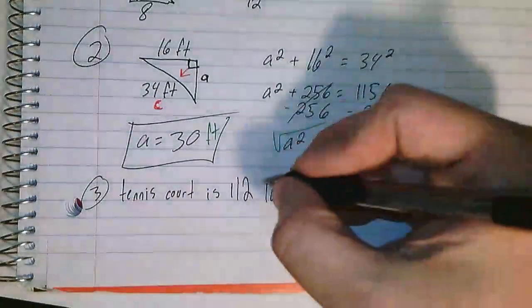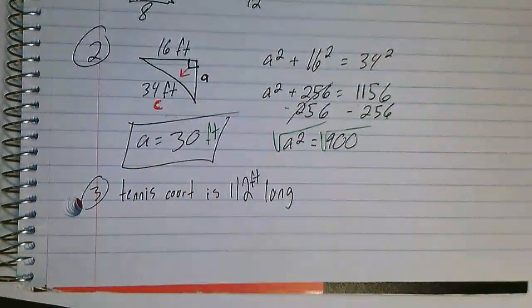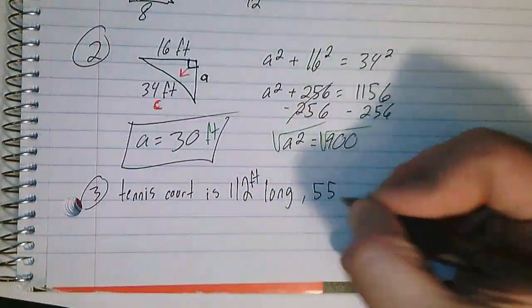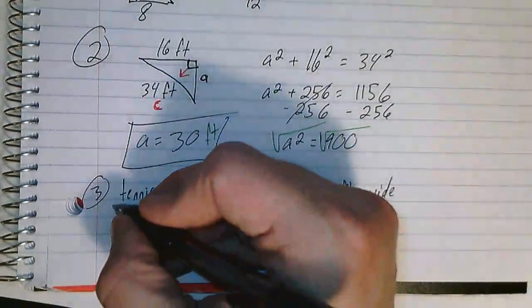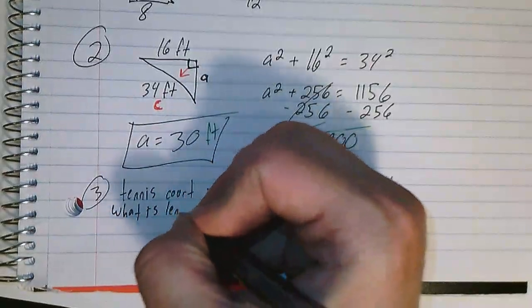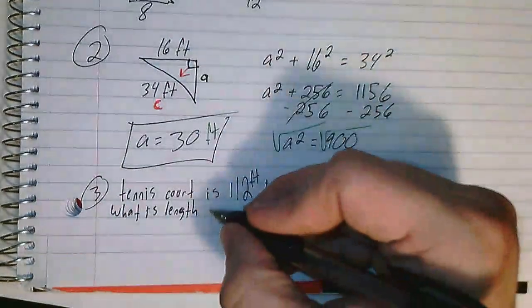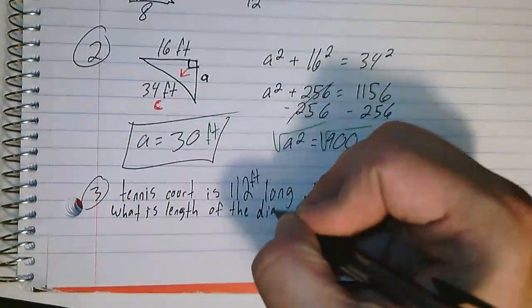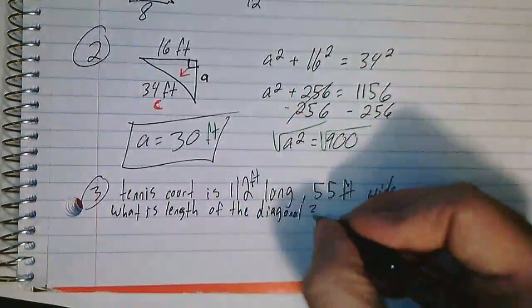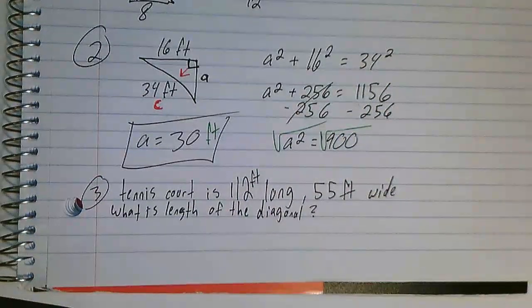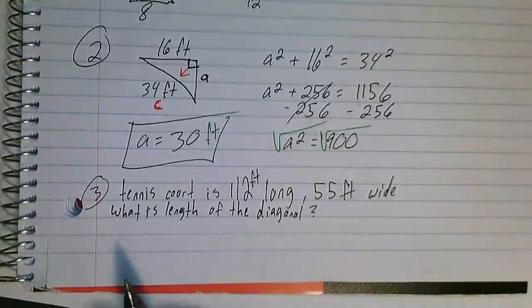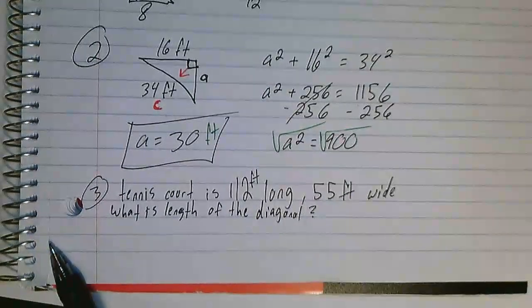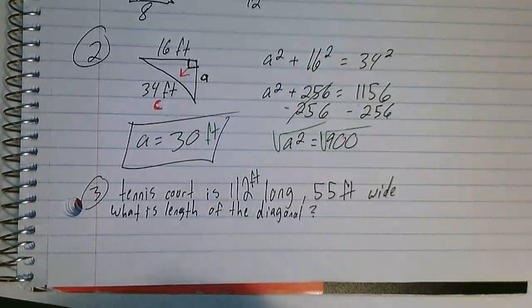A tennis court is 112 feet long and 55 feet wide. And it says, what is the length of the diagonal? So the diagonal is just the hypotenuse. This is how they measure things like TVs. The dimension that they advertise of, like, a 50-inch TV, that is the diagonal.